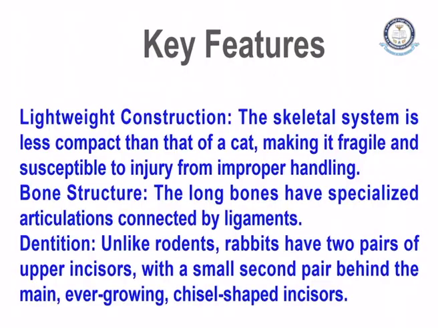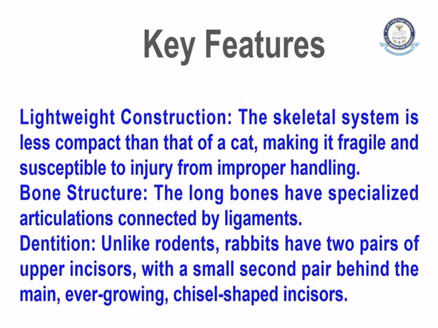So, this is the region of the femur and this is the tibia and fibula. Apart from that, the femur bones are very strong, and the tibia and fibula are fused. Then digits: there are 4 fingers, and the first finger is absent.